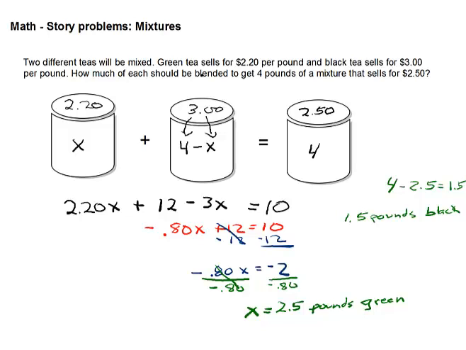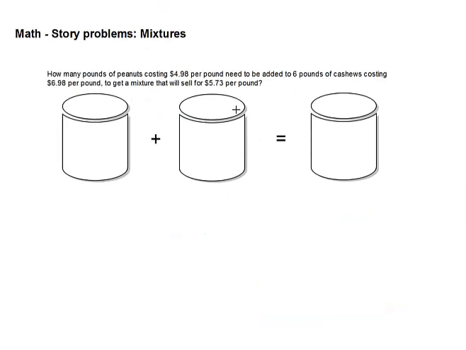Let's try one more, which is a little bit different story problem. This one says, how many pounds of peanuts costing $4.98 per pound need to be added to 6 pounds of cashews costing $6.98 per pound to get a mixture that will sell for $5.73 per pound?